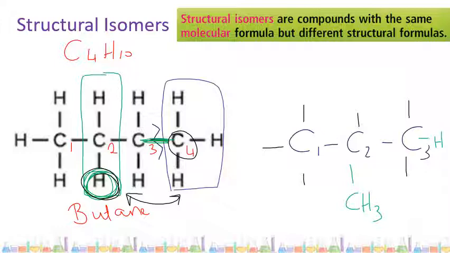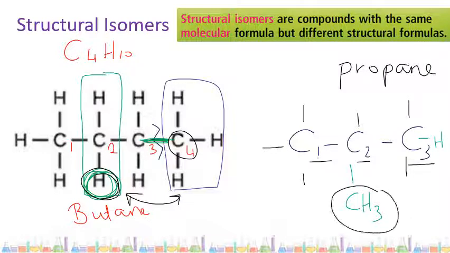Here I can see in my longest chain I've got 1, 2, 3 carbons, so it's going to be propane. And my side chain, my branch, is on carbon 2 and it's a methyl group. So this would be 2-methylpropane. You guys seem okay with naming them, so I'm not going to spend time on that. What seemed to be the issue for some people was drawing them out. So I hope this has helped.